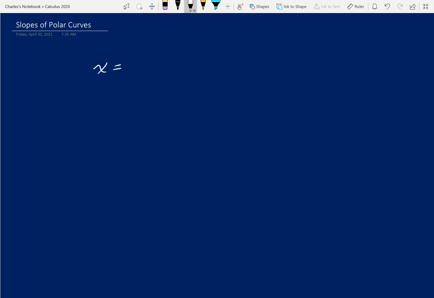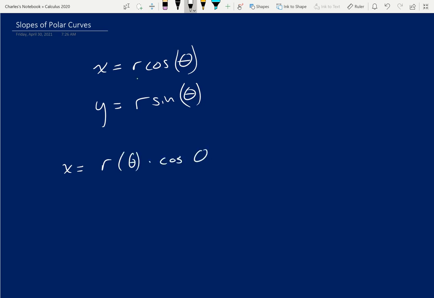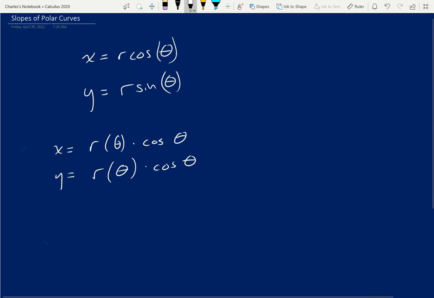and what you learned is that you can convert between rectangular and polar using the equations x is equal to r cosine theta, y is equal to r sine theta. But remember, with polar functions, x is some function, r of theta times cosine of theta, and y is some function, r of theta times sine theta.